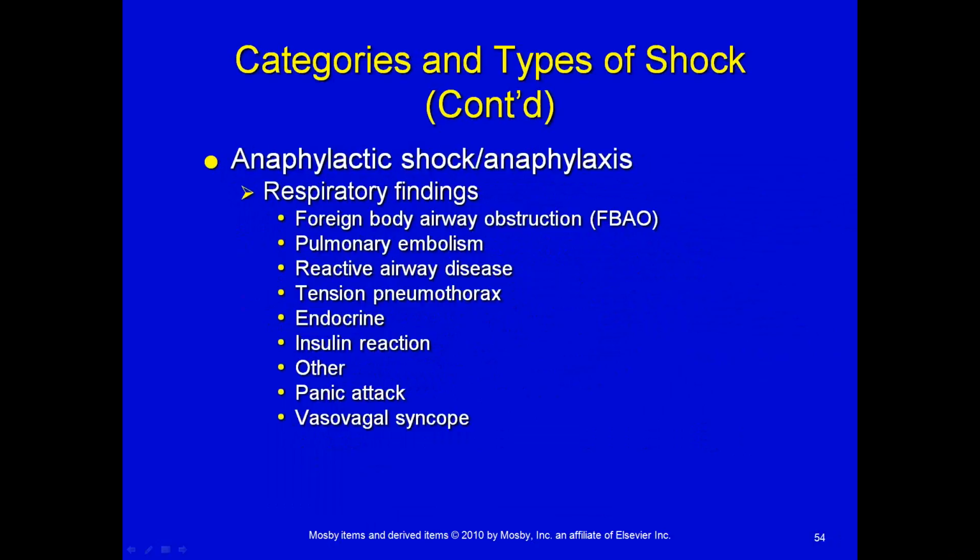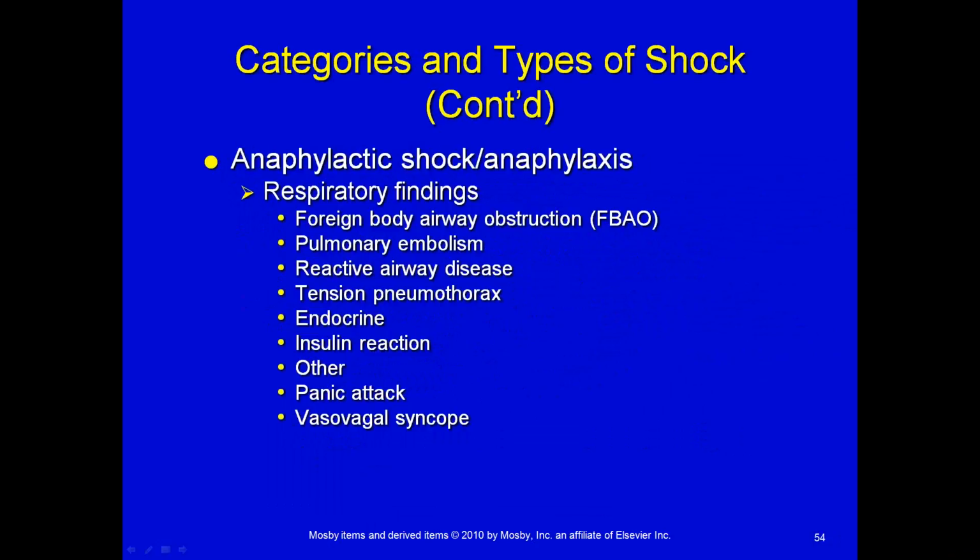Some other things you may rule out with anaphylaxis, because they may have some upper airway swelling. You might think, oh, well, it's anaphylaxis. You need to make sure they don't have a foreign body airway obstruction. Pulmonary embolism can also cause shortness of breath. Reactive airway disease is a mild form of asthma, but severe cases of reactive airway disease certainly can look like anaphylaxis. Tension pneumothorax will cause shortness of breath.